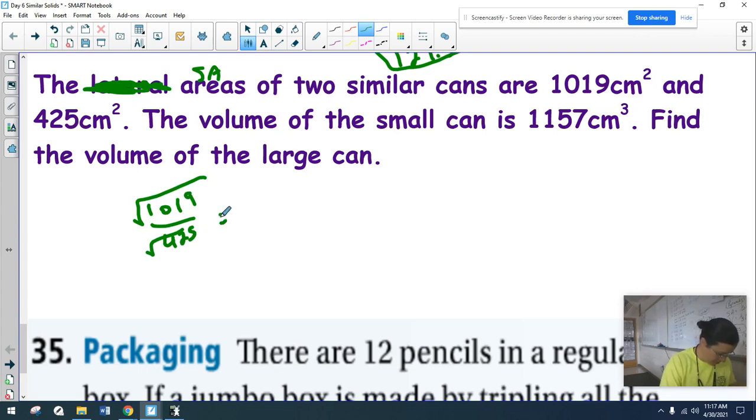So that's how it's going to be. I've got the square root of the 1019. And I've got, which isn't nice, of course, the square root of the 425. So it's going to be about 31.9218 and 20.6155. Okay, then we've got the volume. If I'm going to talk about this, I'm going to have to cube it to be able to get that.